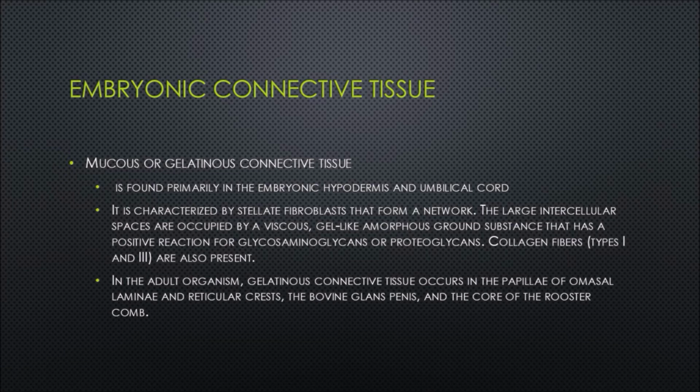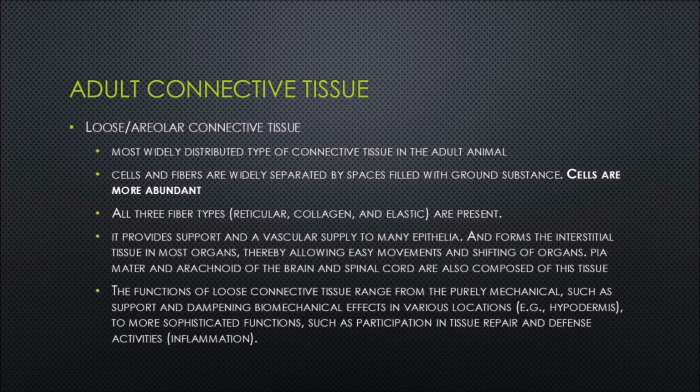In the adult organism, gelatinous connective tissue also occurs, but it occurs only in the papillae of omasal laminae and reticular crests, the bovine glans penis, and the core of the rooster comb. Next are the types of adult connective tissue. First is the loose or areolar connective tissue.